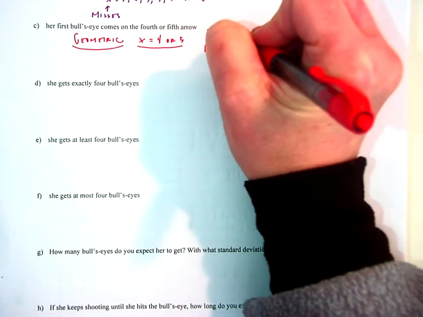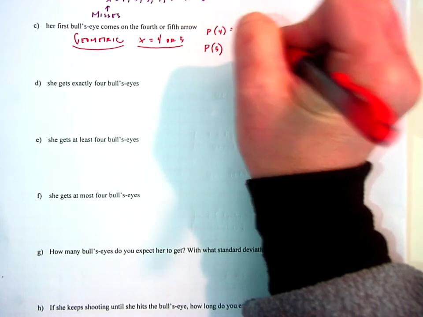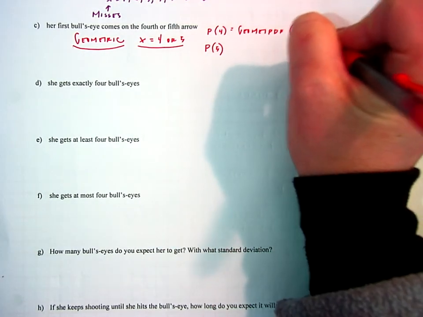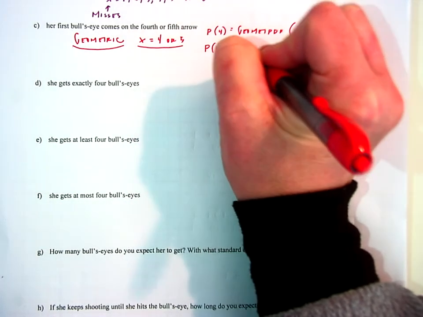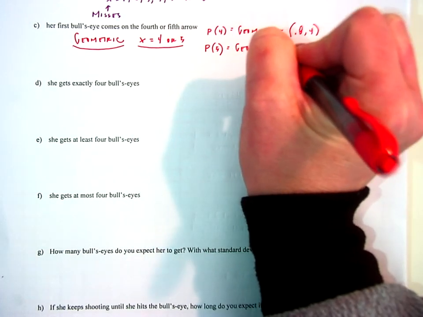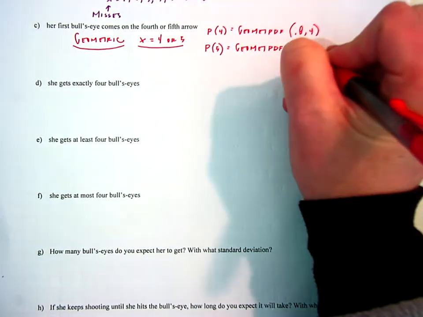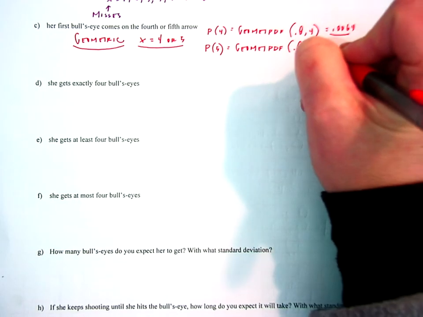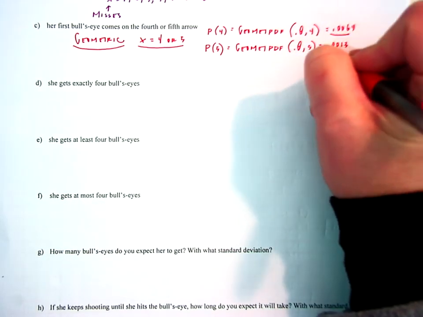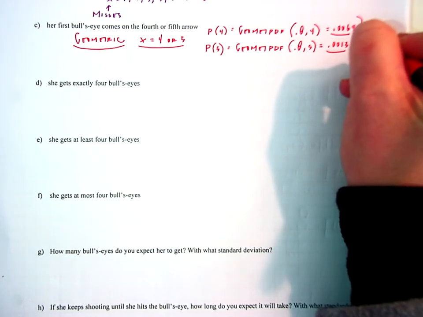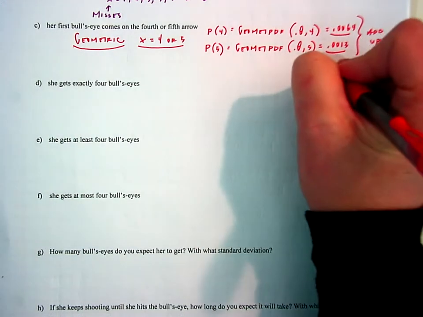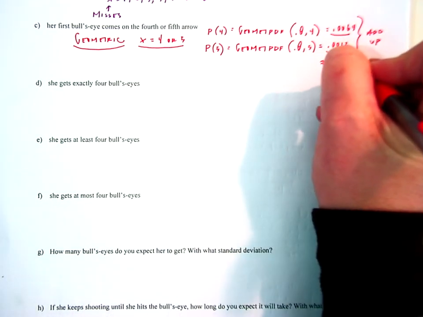So the first one I'm saying geometPDF 0.8, comma 4, and then the second one, geometPDF 0.8, comma 5. So here I get 0.0064. Here I get 0.0013. And I just have to add them up. So when I add up the 0.0064 to the 0.0013, I'm going to get about 0.0077.